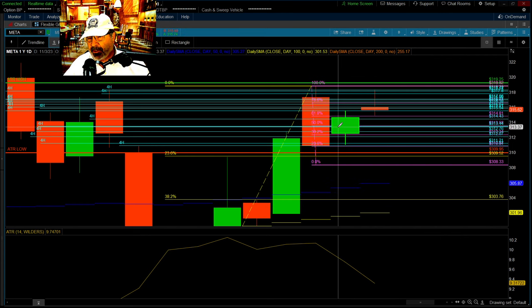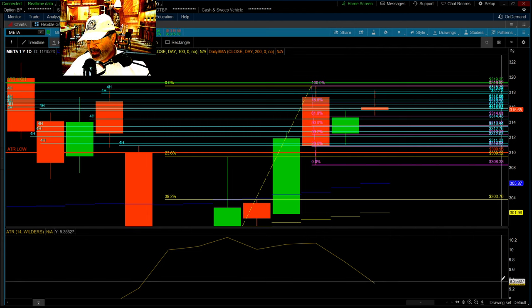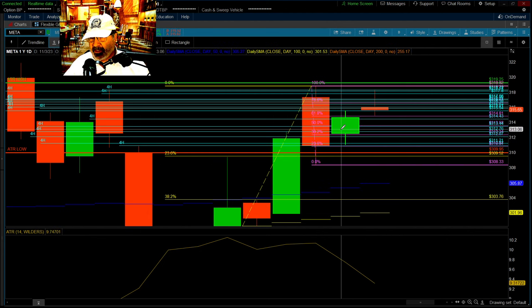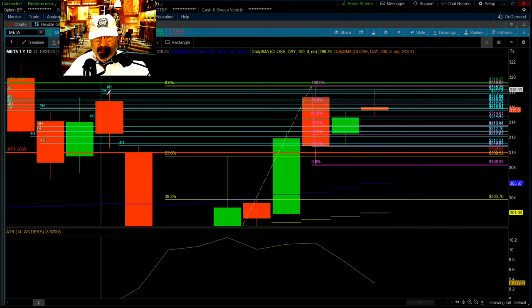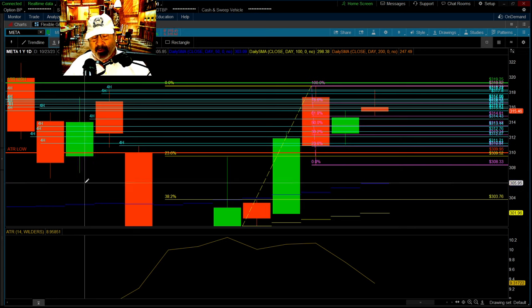So you take the close of the last candle the last day, and then you take the ATR and you divide that by 2, and you add half of it to the close to get the ATR high, and you subtract half of it from yesterday's close to get the ATR low. That creates your first channel.